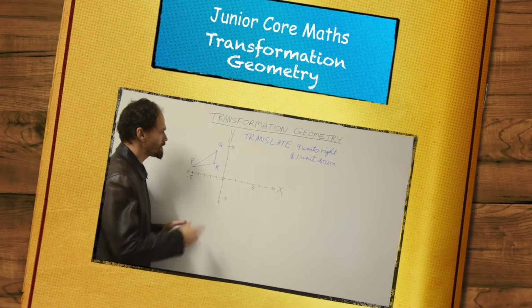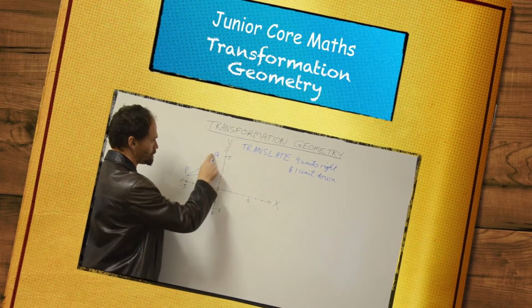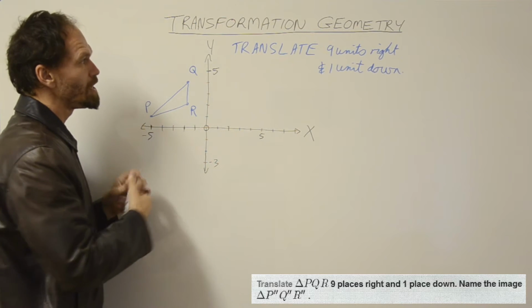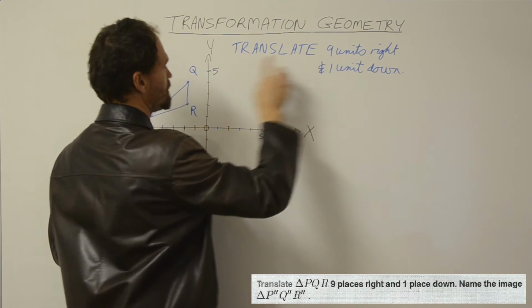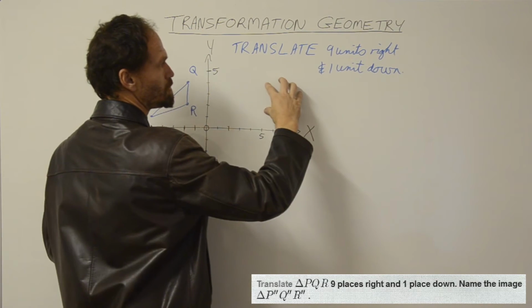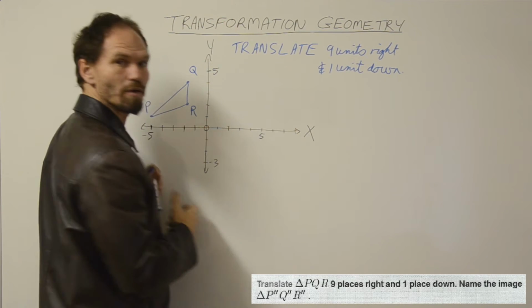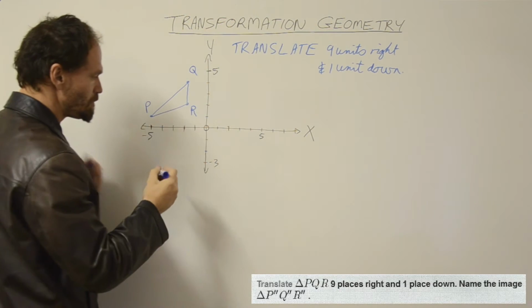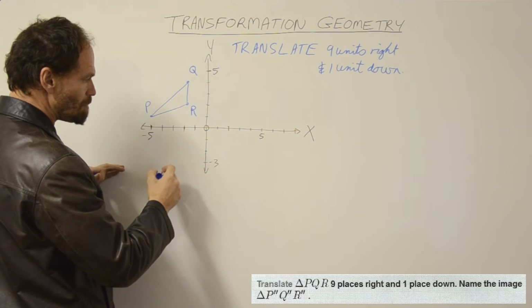Alright, here we go. They give us a shape, a triangle PQR on the Cartesian plane, and they ask us to translate that shape 9 units to the right and 1 unit down.